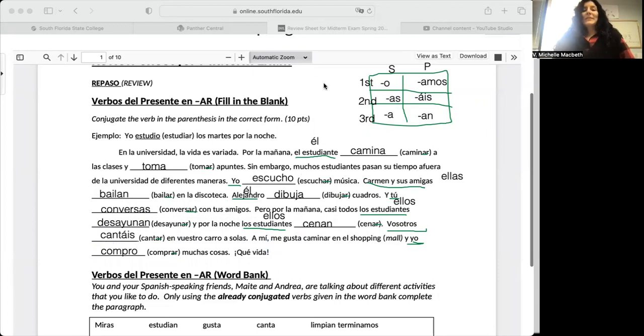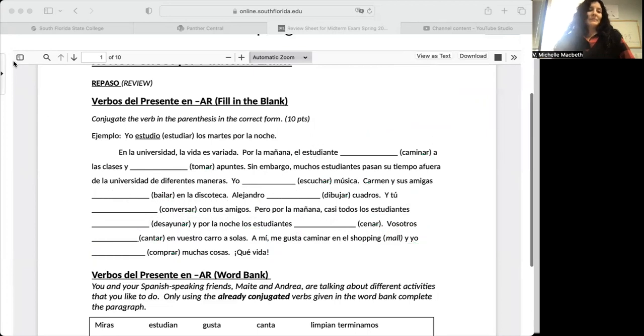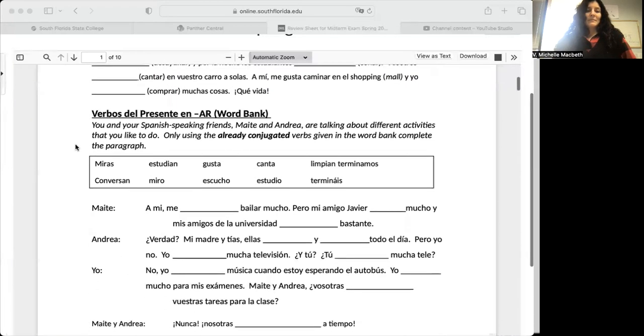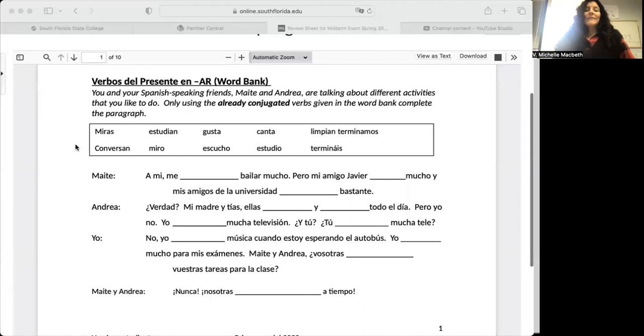Okay. Let's move on to the next one. Here we have verbs that are already conjugated. Okay. So the most important thing here is going to be to find out what the subject is, because remember, the subject and the ending has to match. So, okay, what is the first thing that I want to do?